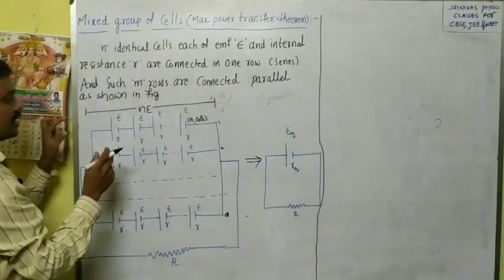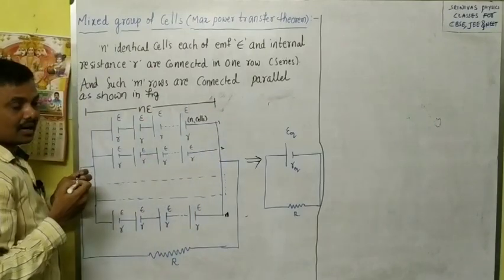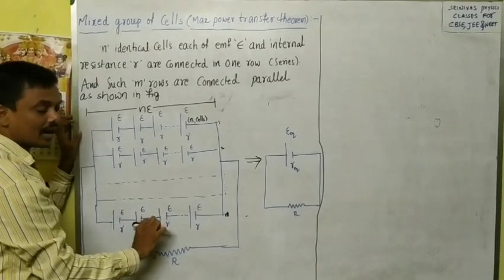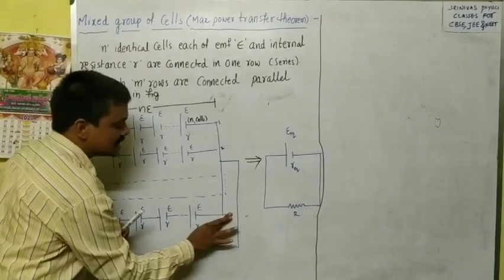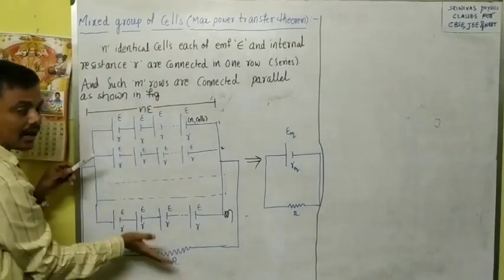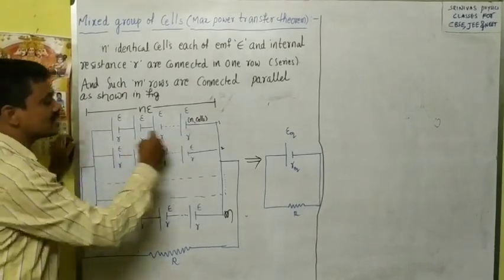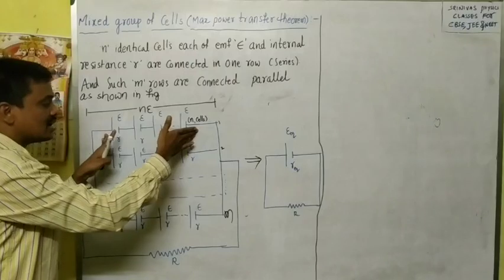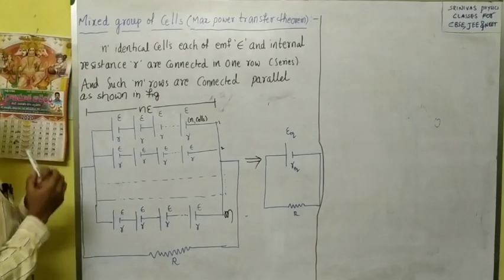N are identical. And now such m rows are connected in parallel. Look at here, this is the first row, second row, third row and so on. This is the mth row. Like this, m rows are connected in parallel, and this is the mixed group. All the cells in one row are in series, but the cells in one row are in parallel with the cells in another row. This is the mixed group of cells.